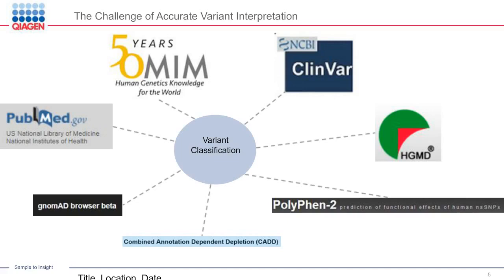Additionally, we can look for things like variant frequency or allele frequency in the general population, as well as bring in silico predictors, all to come together to get this variant classification.